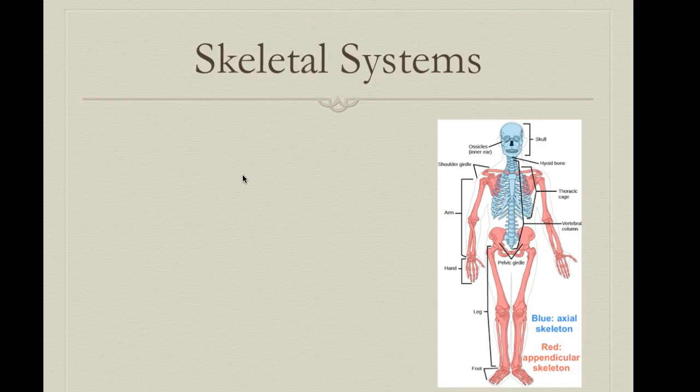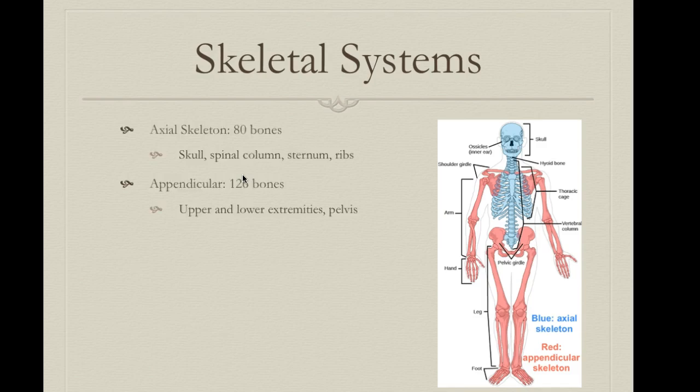Okay, moving on to the skeletal systems. We have the axial skeleton and the appendicular skeleton. And these stats right here, they're important to know just so that you can understand the amount of structure that is involved in each portion of your whole body.